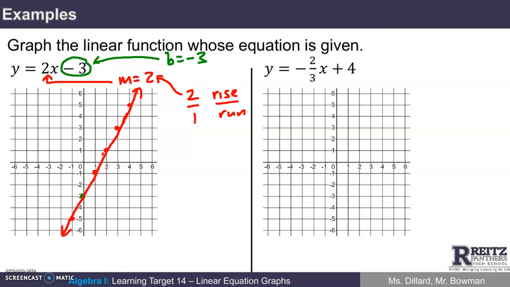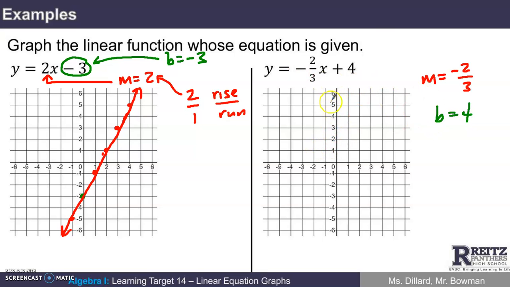Here's another example. y equals negative 2/3 x plus 4. Here my slope is negative 2/3. If the slope is negative, you're going to have to decide whether to make the negative part of the rise or the run, and I always suggest you do the rise. So let's think about the slope as negative 2 over positive 3. Let's think about a y-intercept of 4, and let's see if we can make our graph.